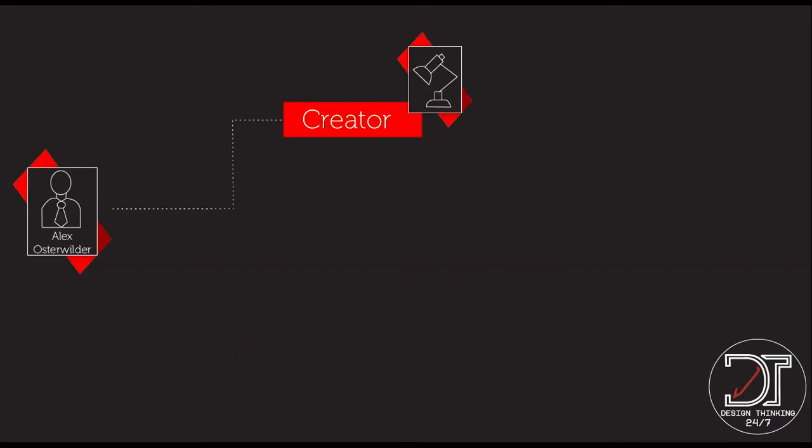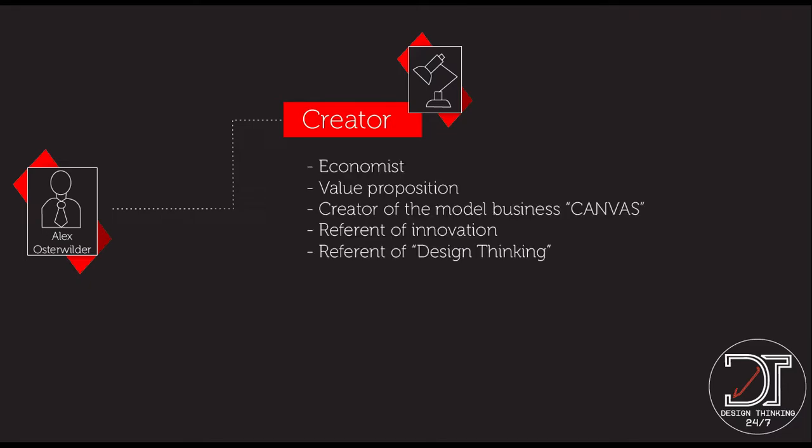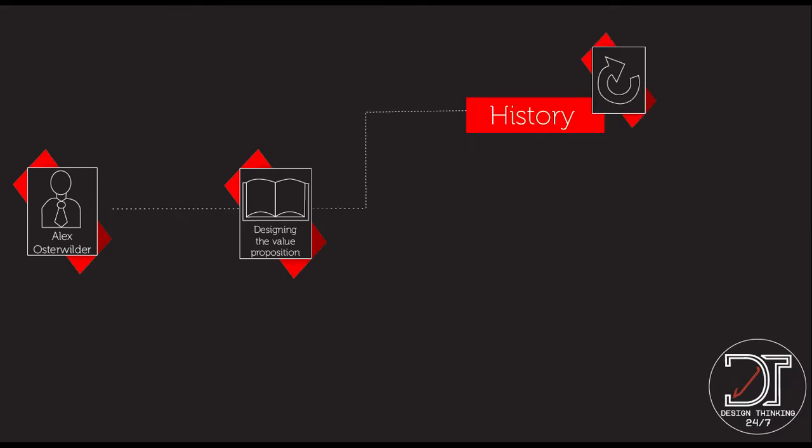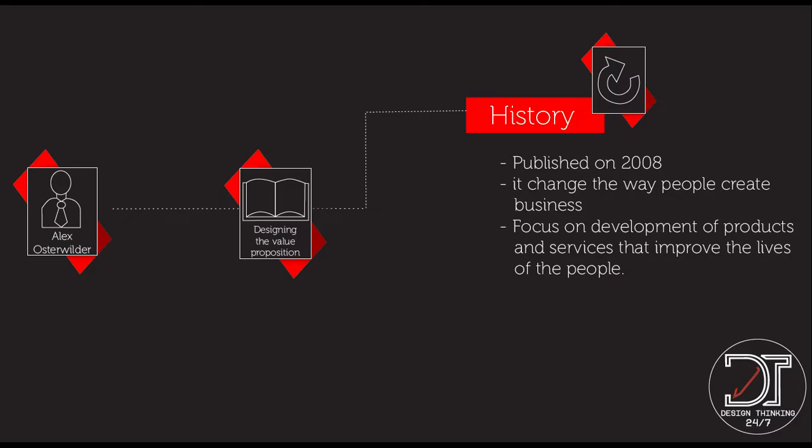Alex Osterwalder was the person who created the value proposition model. He also created the business model canvas. He's an economist, a big reference in innovation and design thinking. He wrote a book called Designing the Value Proposition. It was published in 2008. It changed the way people create businesses.